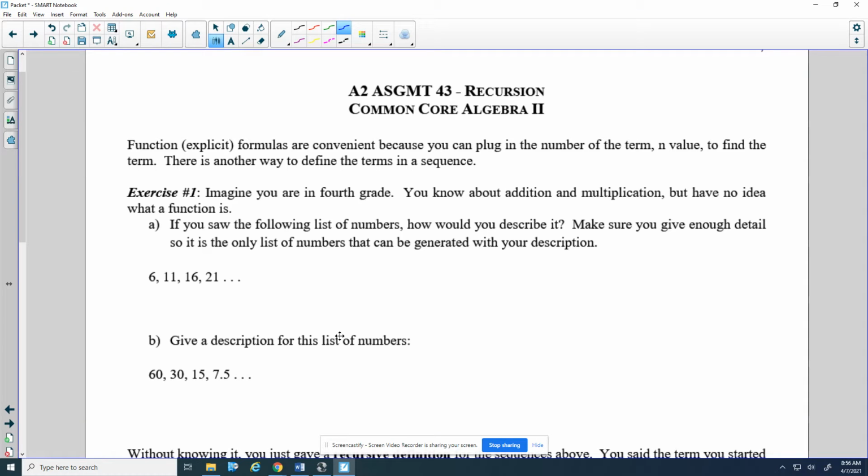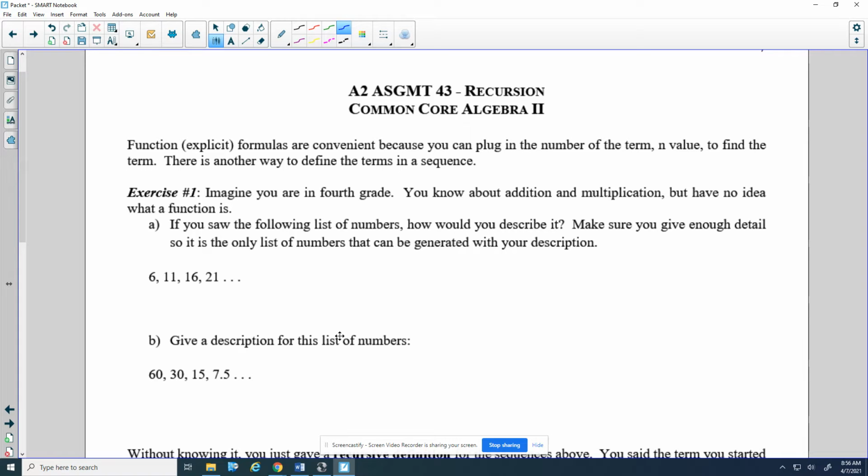Now we're going to look at a different way to represent sequences, which is with something called recursion. Explicit formulas are convenient because you can plug in the number of the term, or the n value, to find the term. There is another way to define the terms in a sequence.